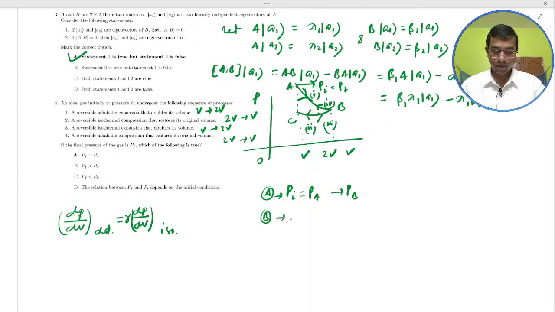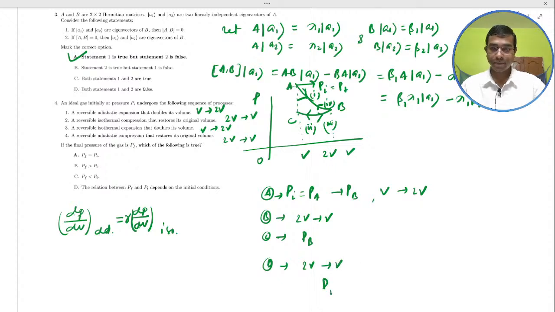And the second step, reversible isothermal compression. Here in the second case, 2V to V, the system moves from B to C with relatively lower slope. And in the third step, reversible isothermal expansion, the system retraces path CB and reaches B with the pressure PB. In the fourth step, it retraces BA by the reversible adiabatic compression, 2V to V.